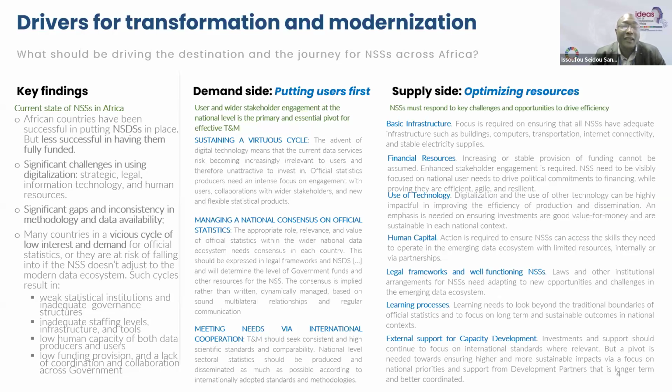What we have are key drivers for transformation and modernization of statistics. We have made a study with the help of ONS UK, and we have found what drives the progress of the national statistical system. First, we need to put the users first. This is very important. And I think with data science and artificial intelligence also, we can do this, putting users first, because we have this power for users to query some data that before they couldn't query because they were too technical. And there's also the idea of optimizing resources.